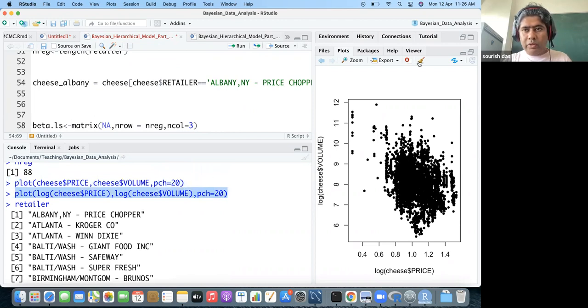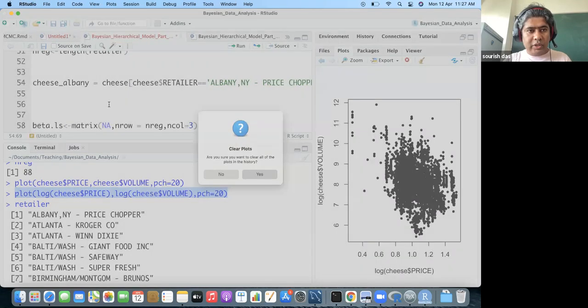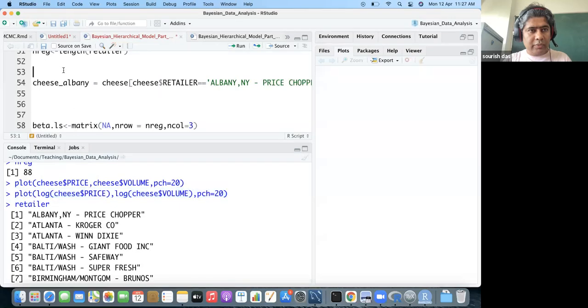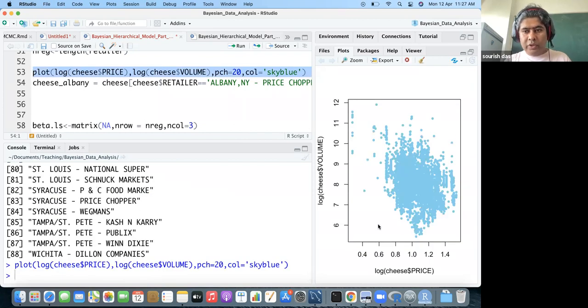Okay. So let me do this. Let me clear this thing. First thing is this color. Let me put a different color, then it will be easy for everybody. So now first let me put a sky blue color on the entire thing. So this is my entire data set.